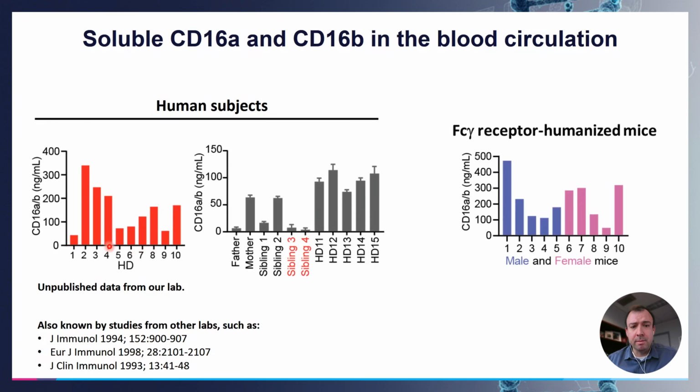And all of us, all people, have this in our blood circulation, except for these individuals here who are CD16A deficient. You can see that they don't have it, but healthy donors in general do have this protein shed in the circulation. Even mice that were humanized for Fc receptors can have soluble CD16A in their serum.